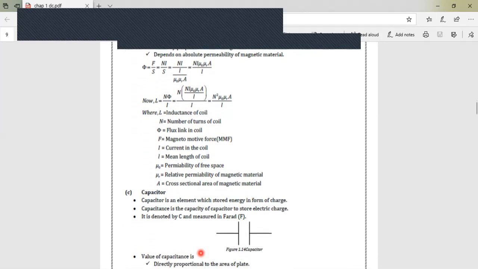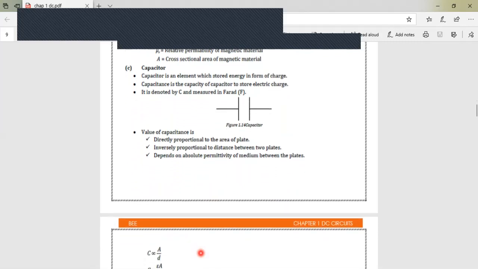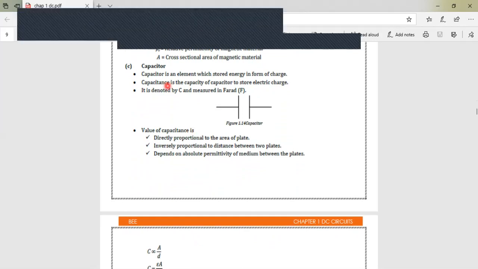Now the last component is the capacitor. A capacitor is an element which stores energy in the form of charge. We know the basic equation of a capacitor: capacitance C equals Q by V, where Q stands for charge and V stands for voltage. Here is the basic symbol of a capacitor, and capacitance is the property of the capacitor.